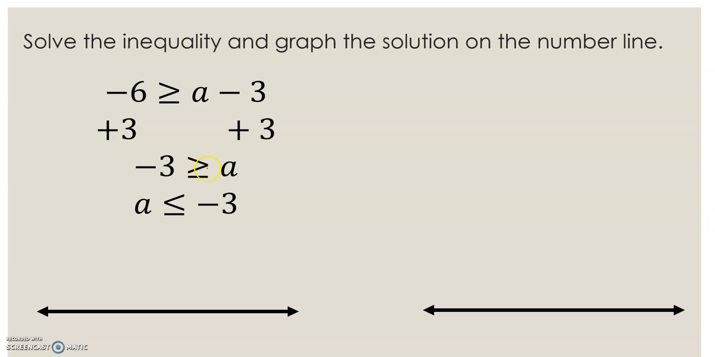Take a look up here. Our inequality sign is pointing towards the a, so we want to make sure when we flip it around that it is pointing to the a. Graphing it on the number line, we'll put 0 down to -3. It is equal to, so it will be a closed circle at -3, and shading less than is to the left.